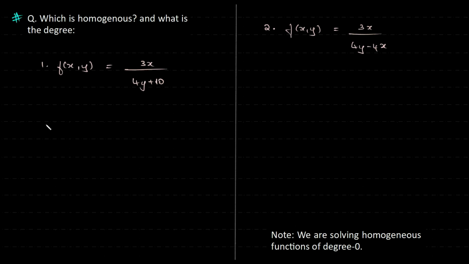So we have some kind of function. I'm going to substitute some constant. It can be any constant. I'm calling that m. So this would be 3 times mx by 4my plus 10. Can I do something with this? I can't. I can't further rewrite this as m to the power of n f of x comma y. So this is not a homogeneous function.